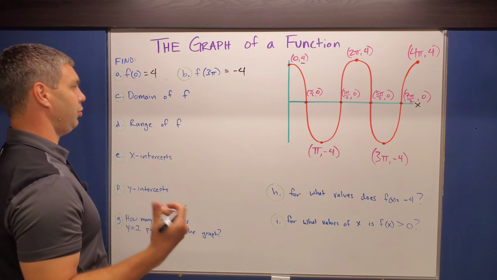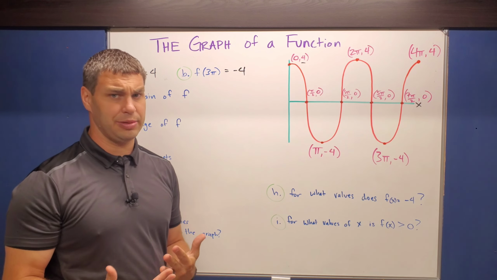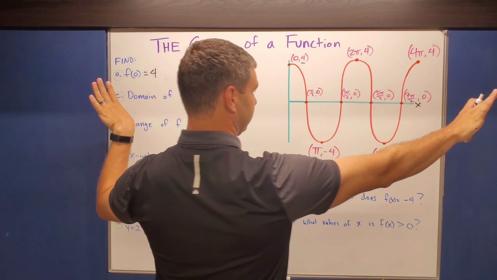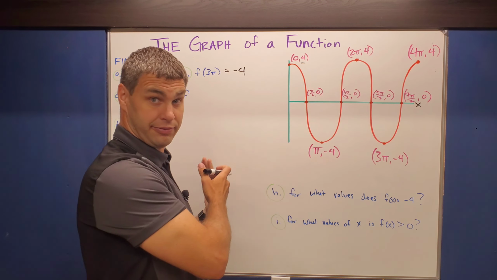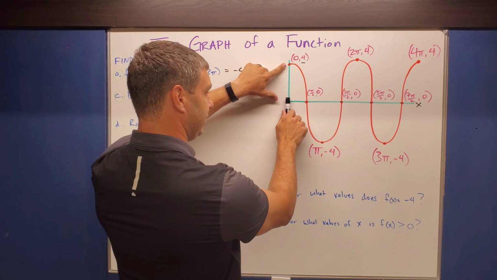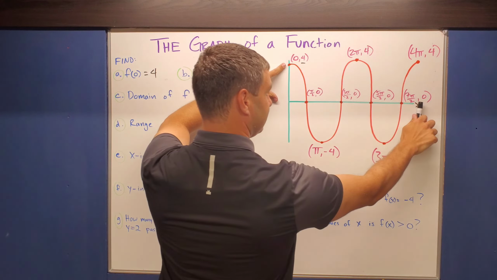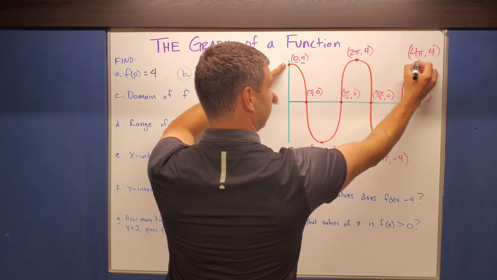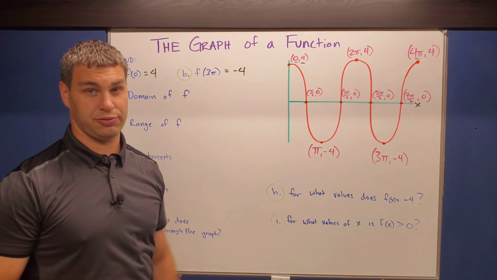What about letter C? This time it asks for the domain of f. And the domain, remember, that's our x values. This actually stops. It doesn't go forever in both directions like some of them do, like -infinity to +infinity. Here it actually starts at 0. That's the first x that comes into play. And then the last one's actually 4 pi, right? These are the x values of those points. So 0 to 4 pi.